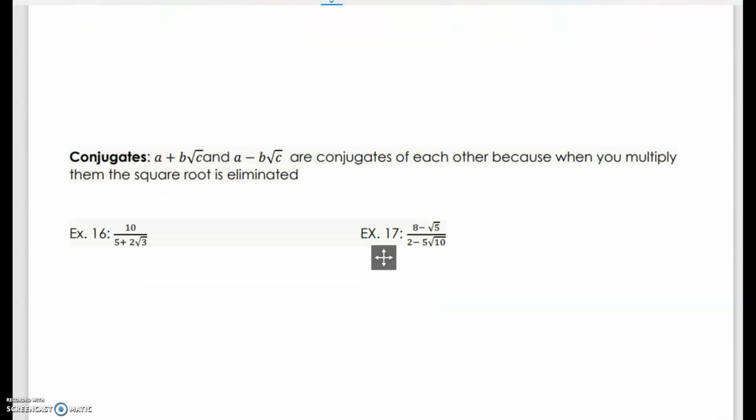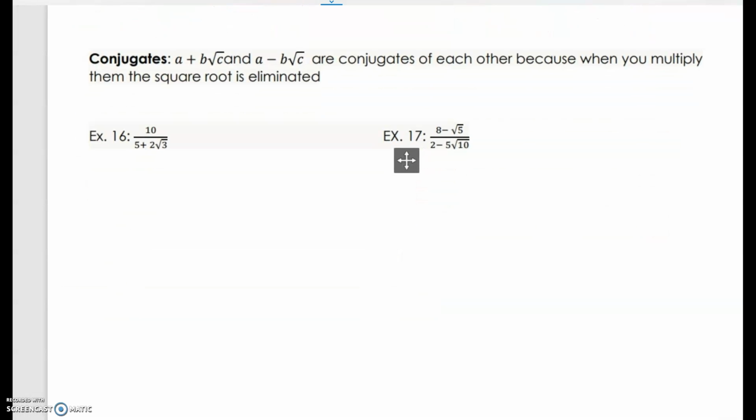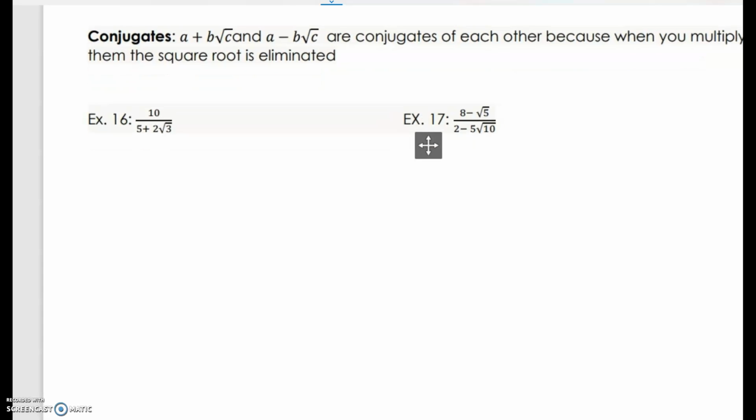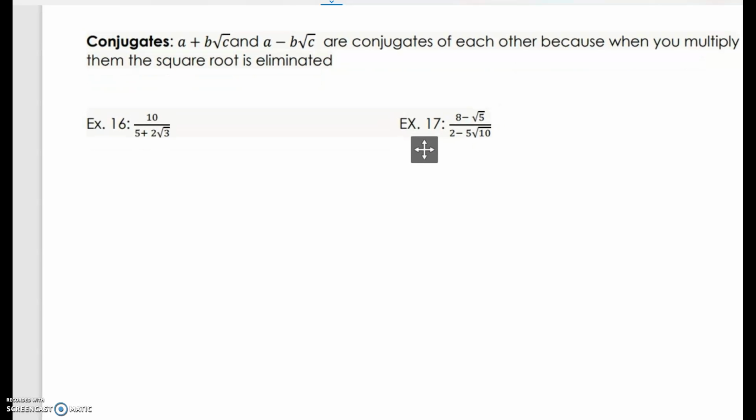Alright, let's move on to multiplying by the conjugate in order to get rid of the radicals in the bottom. Okay, so the conjugate, what is it again? Well, it's just when you're looking at the binomial in the bottom, if you flip the symbol in between, that's the conjugate. Now, why do we call it that?